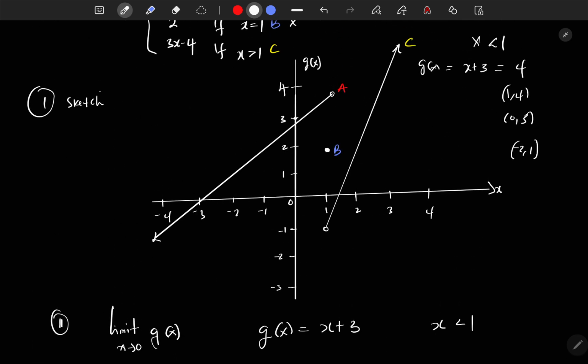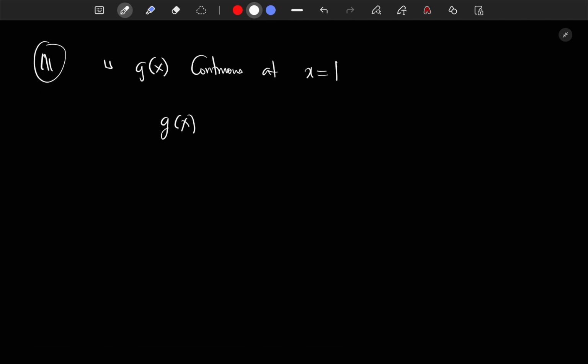I think from the graph you can see we've got the left side and the right side. What we need to do is evaluate these functions at x equal to 1 and see if they are equal. Now, for a function to be continuous, it must be able to be evaluated at that particular point, and the limit must be equal to g of 1. So at x equal to 1, meaning our limit as x approaches 1 of g of x.